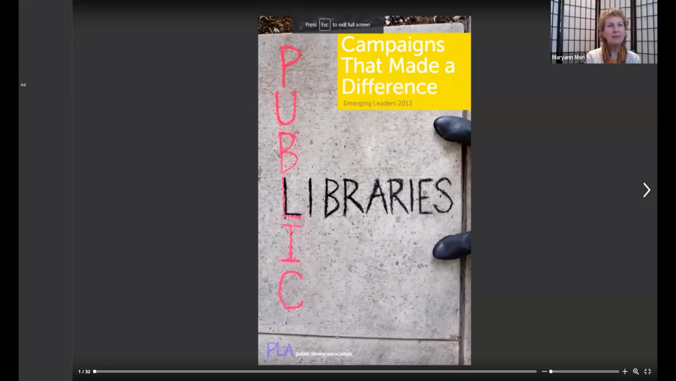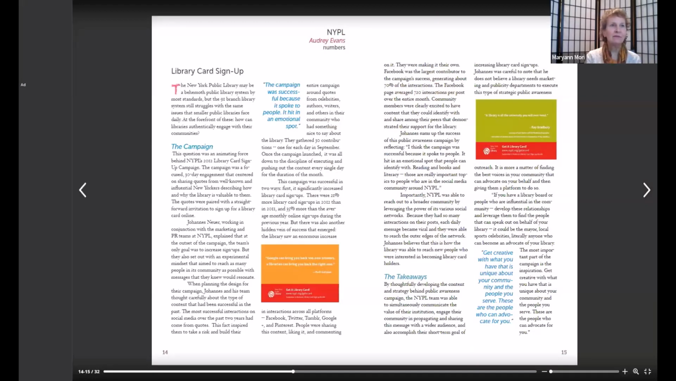In 2013, PLA published a product of emerging leaders that was all about library campaigns that made a difference. The ideas in this publication can be inspiring, and it's readily available online. One of those successful campaigns was from New York Public Library. You can see a couple of tips on this slide in blue about why this library card sign-up campaign was successful. Because it spoke to the people, it hit an emotional spot. And because the library got creative with what they had that is unique about its community and the people served. Keep those thoughts in mind as you consider developing your own presentations and campaigns for your library.